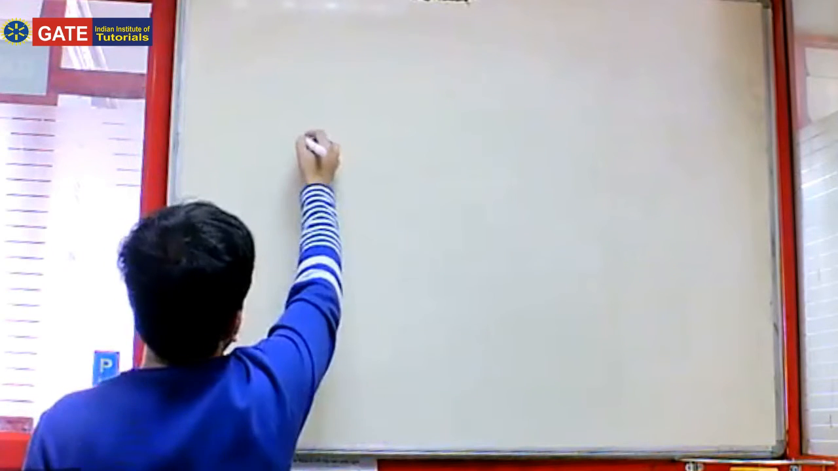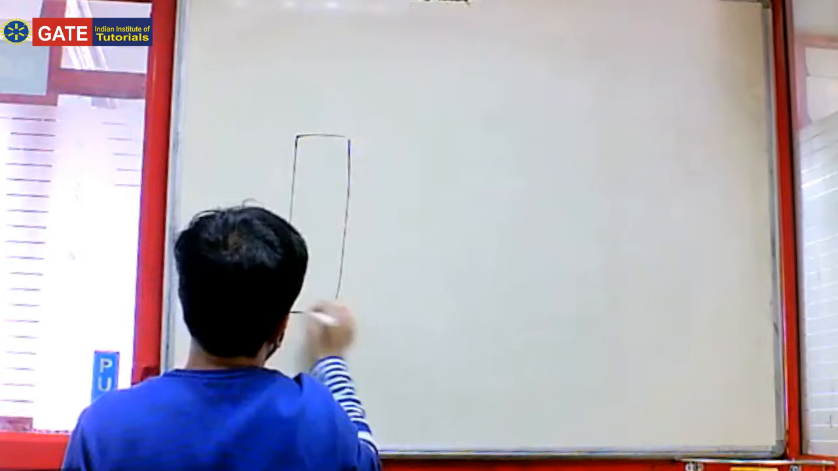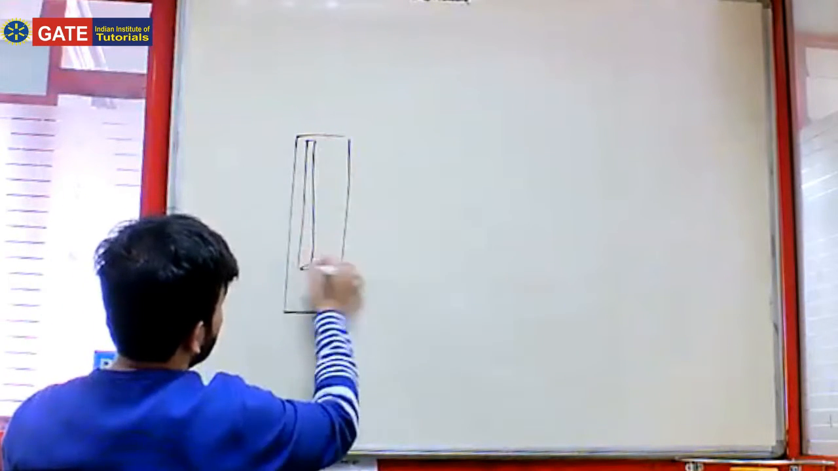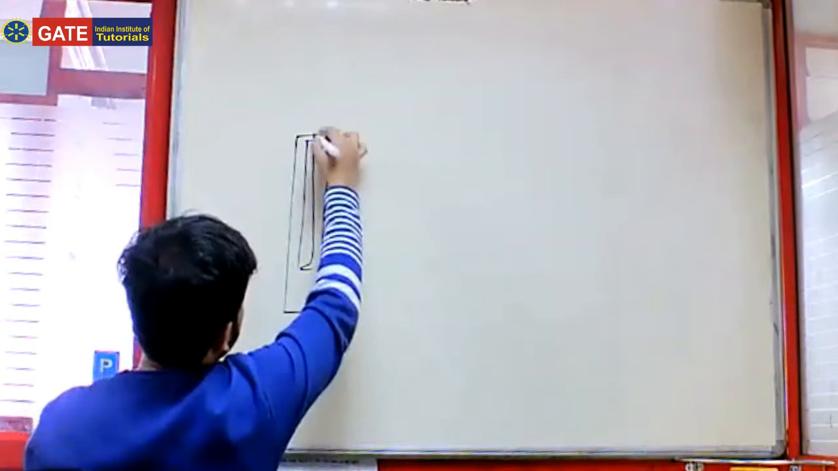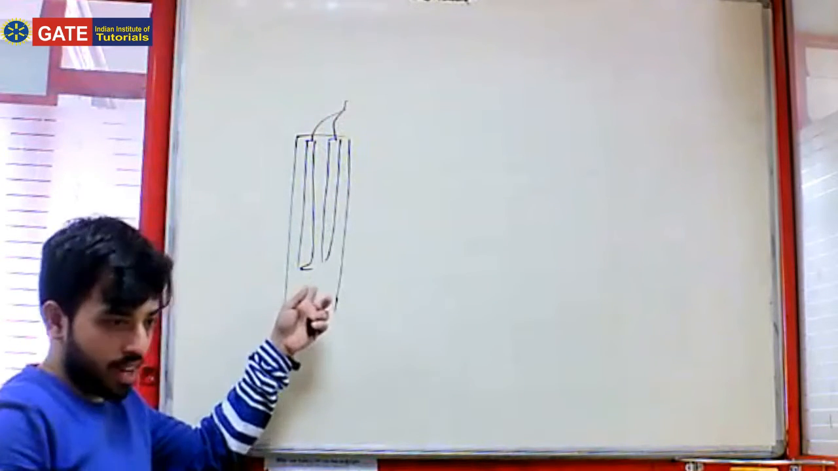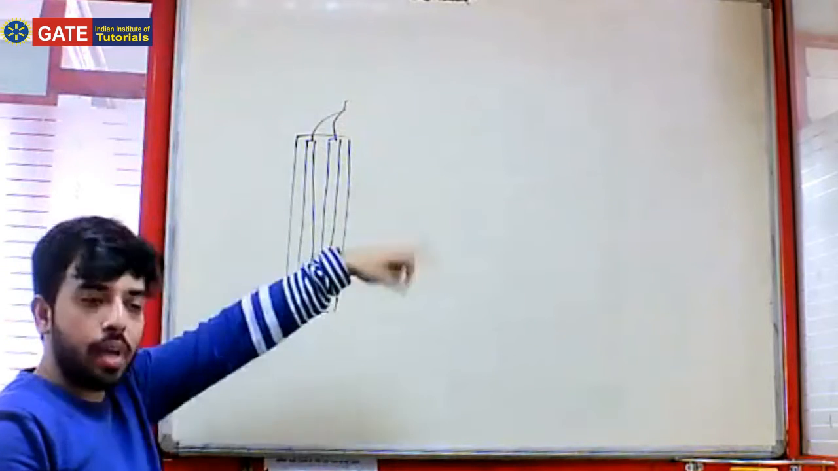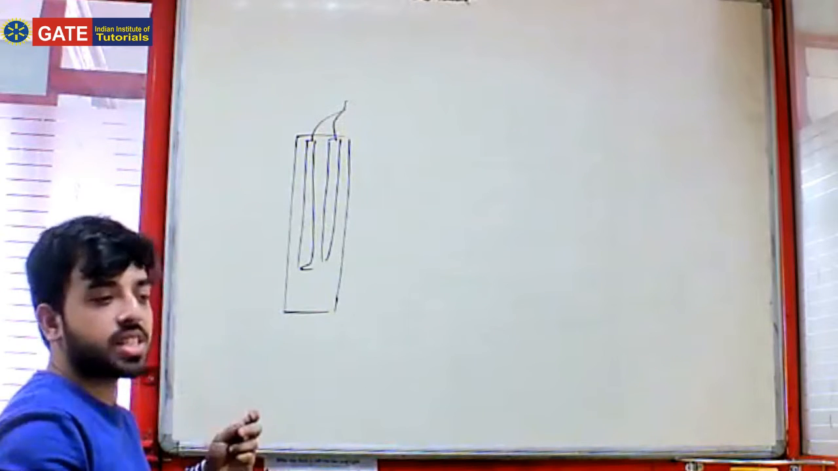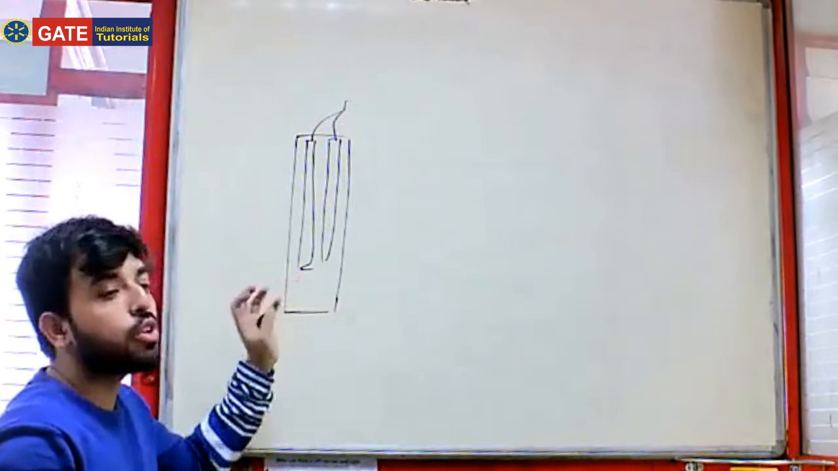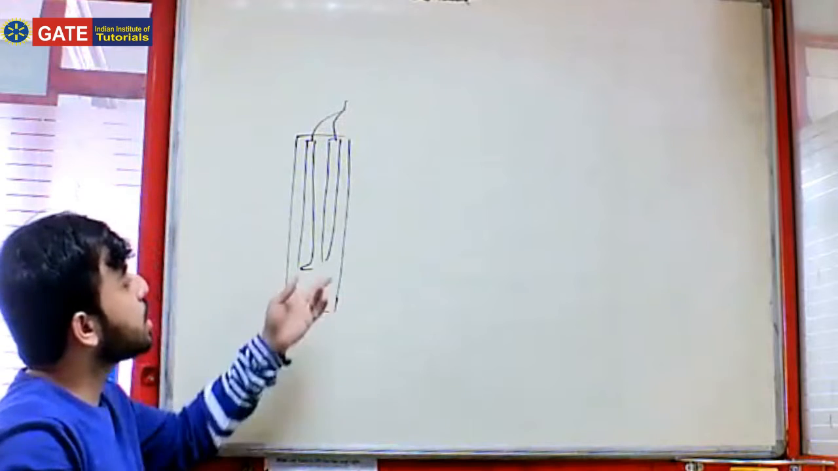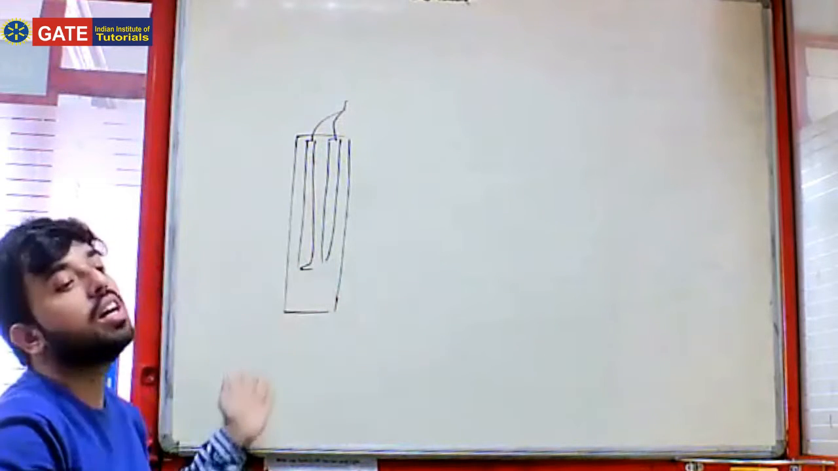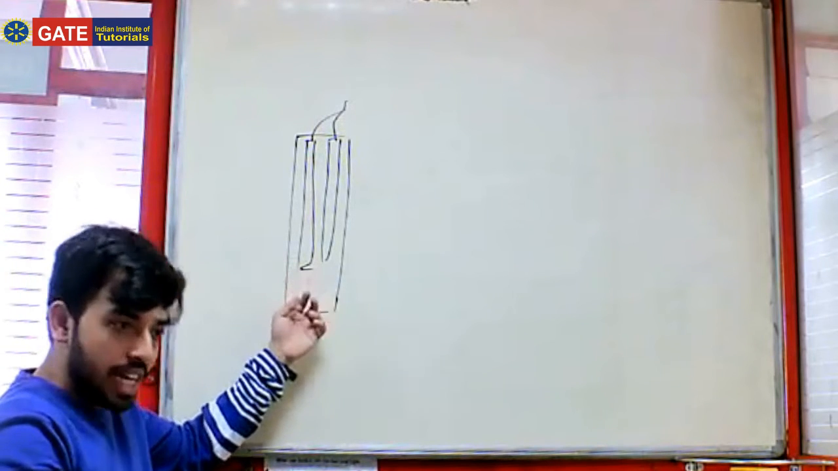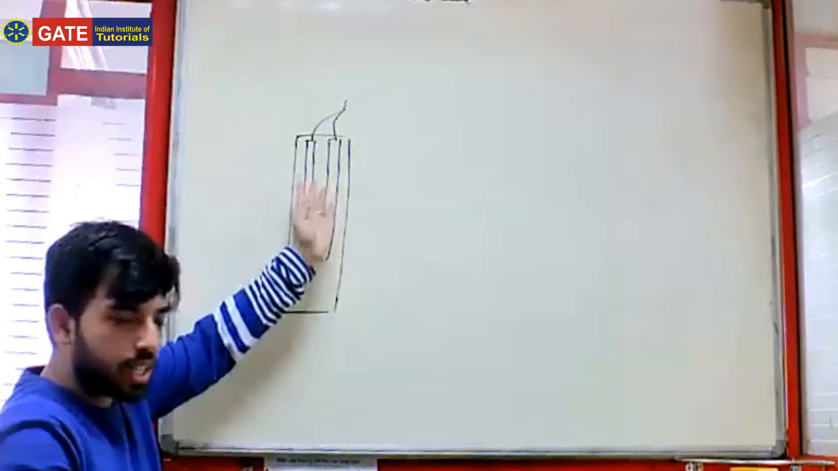Suppose this is the chamber, and they are connected with the bridge. I'm not drawing in a proper way, just to make you understand, because this part is just for understanding. Questions will not come from here, but this is what you should know about how they do it. Generally they put the platinum electrodes and in between they keep the solution, and they measure the conductivity of the solution.